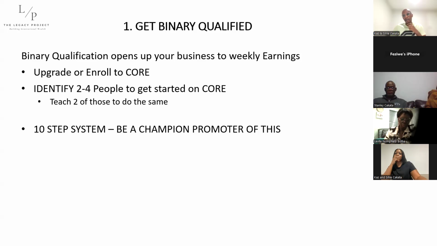Teach those 2 people to also get binary qualified, and you start having duplication. This is a business of working with the willing, those that are ready to do the exact same thing you did. If you got started on the core pack, the 2 to 4 people, by the way, should come from a list of about 20 to 25 people, your core or your warm market list, which you invite to our calls on Tuesdays and Thursdays. You share our videos that we have, and then we get them started.